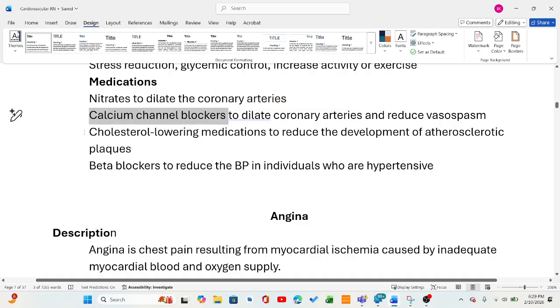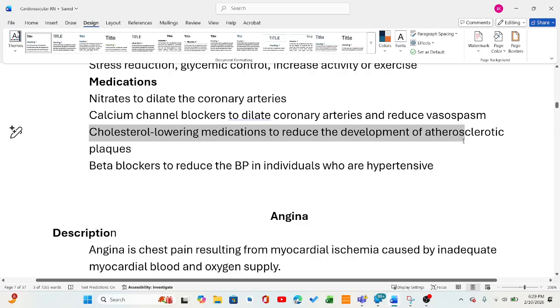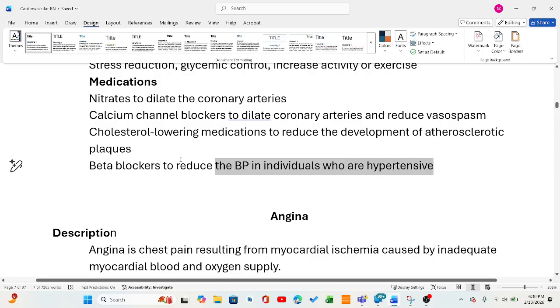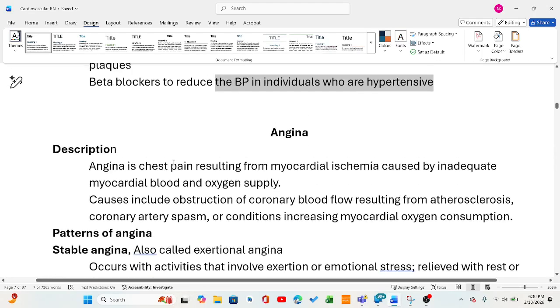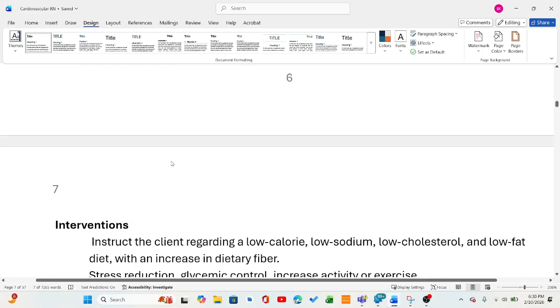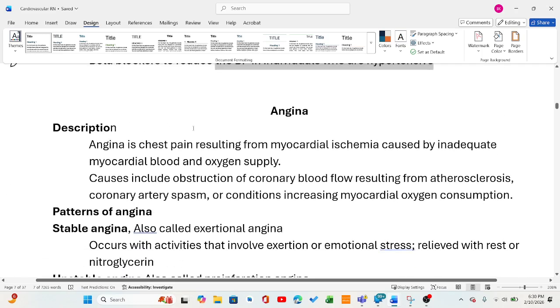Then again, you want to put them on cholesterol lowering medication. We're talking about Lipitor. This will help lower the cholesterol. Then we put them on beta blockers to control the blood pressure as well. So these are things that you need to know about coronary artery disease. Again, coronary artery disease is not the one that's going to kill the patient. We want to prevent the complications.